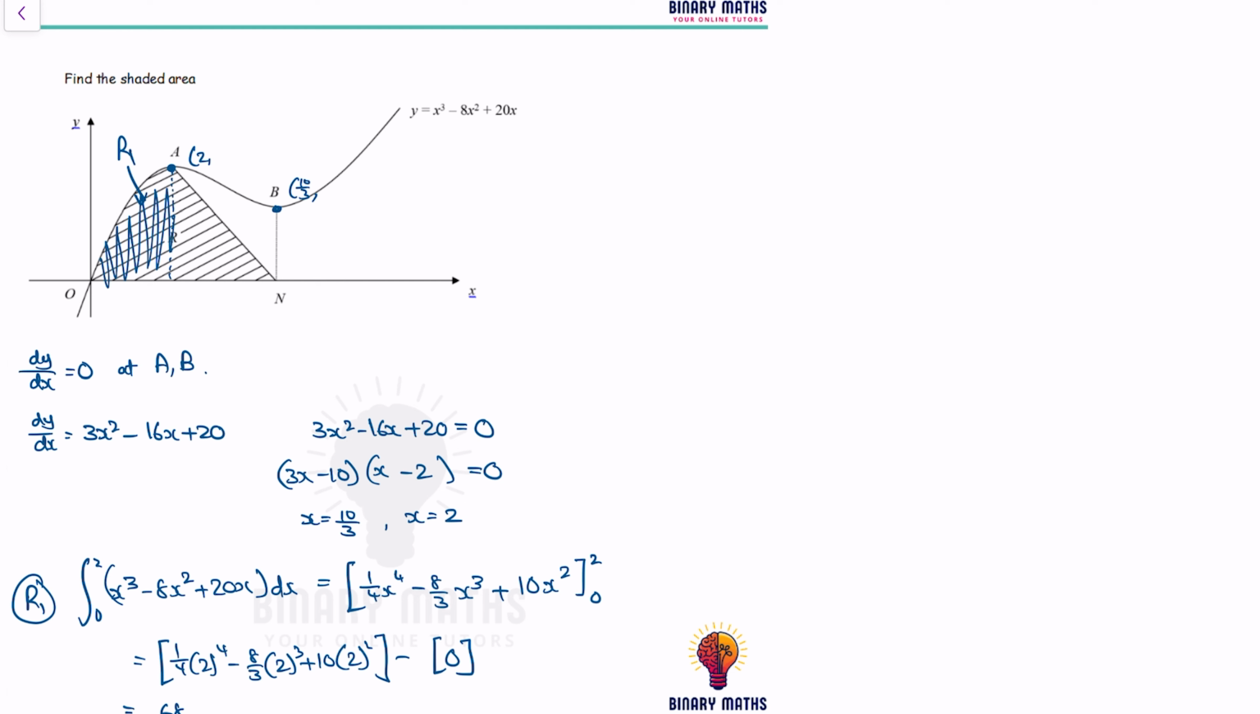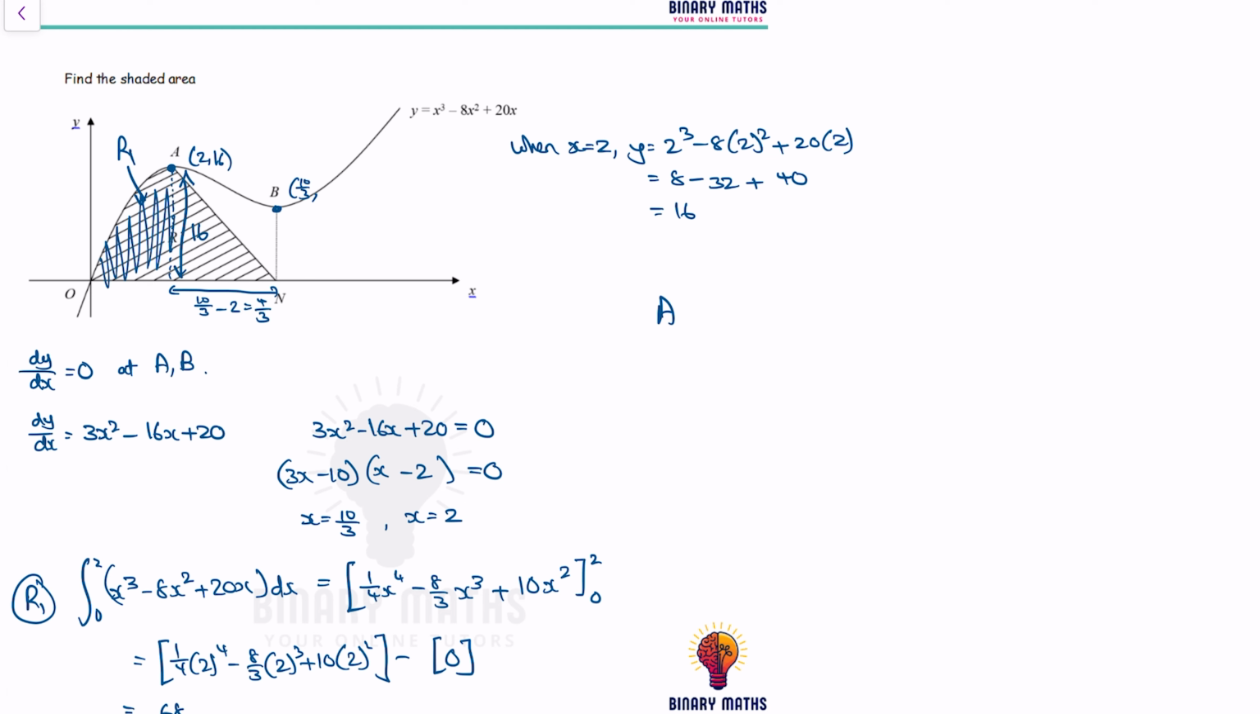Okay, now the triangle, I know this is 2 and this is 10 over 3. So this is going to be 10 over 3 take away 2, which is equal to 4 over 3. Now, when x equals 2, y is equal to 2 cubed minus 8 times 2 squared plus 20 times 2, which is 8 take away 32 plus 40, which is 16. So the height of this triangle is 16.